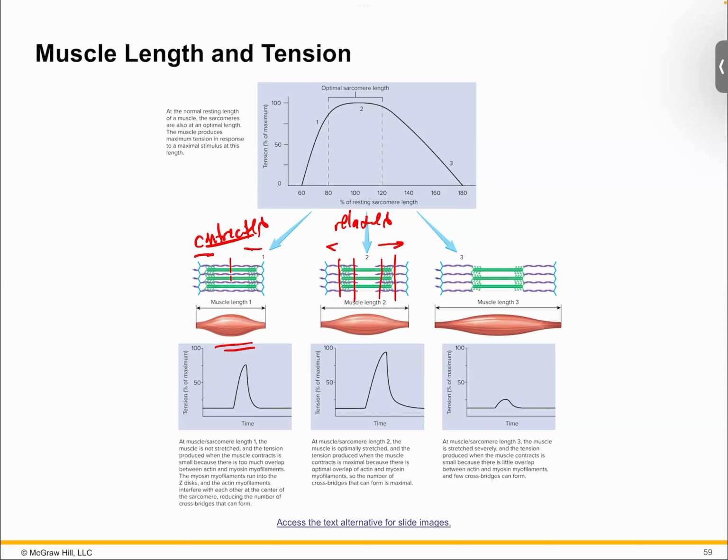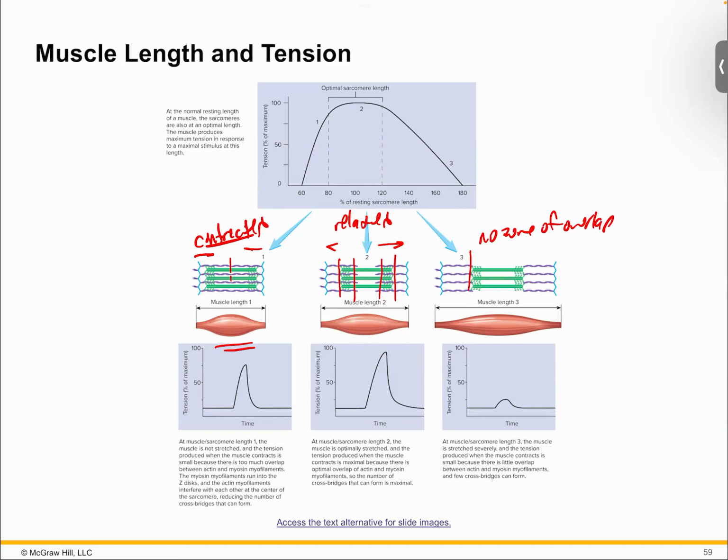But what happens if you overextend? Well, this is what happens here. Notice there's no zone of overlap. So what is the myosin head going to grab onto? It's grabbing onto the air. You kind of exceeded the system, you overextended it. This is a little too much stretch.